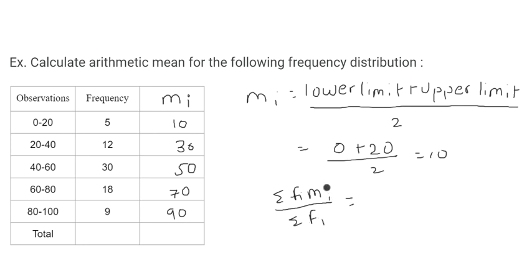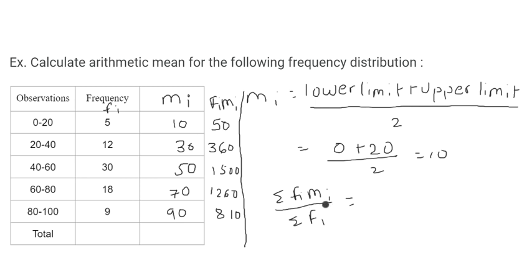In order to find the value of summation of fi mi, we need to make another column, fi mi. This is the column of fi, so we multiply this column by mi. The multiplication gives 5 into 10 is 50, 360, then 100, 1500, 1260, 810. So for the summation of fi mi, we need to add this column. For the summation of fi, we add the fi column.